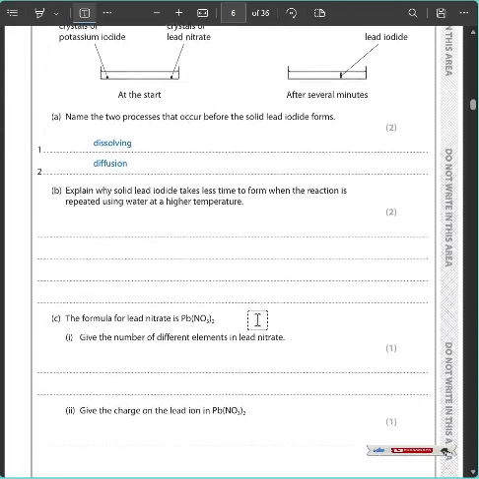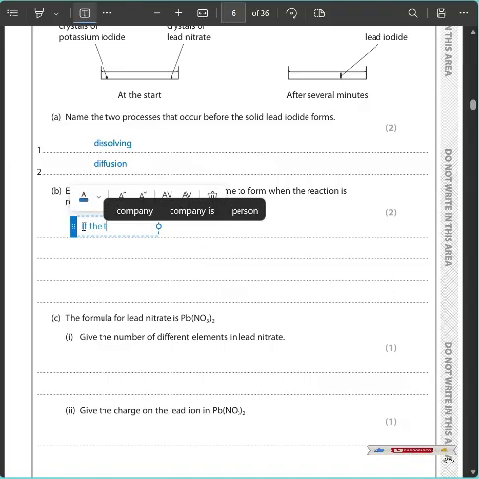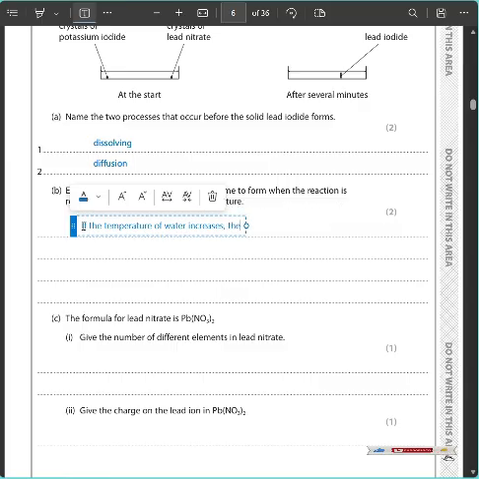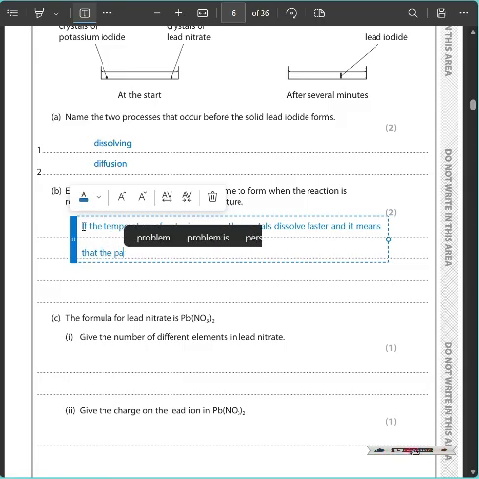Explain why solid lead iodide takes less time to form when the reaction is repeated using water at a higher temperature. Because if the temperature of water increases, the crystals dissolve faster, and it means that the particles move faster and the rate of diffusion increases.